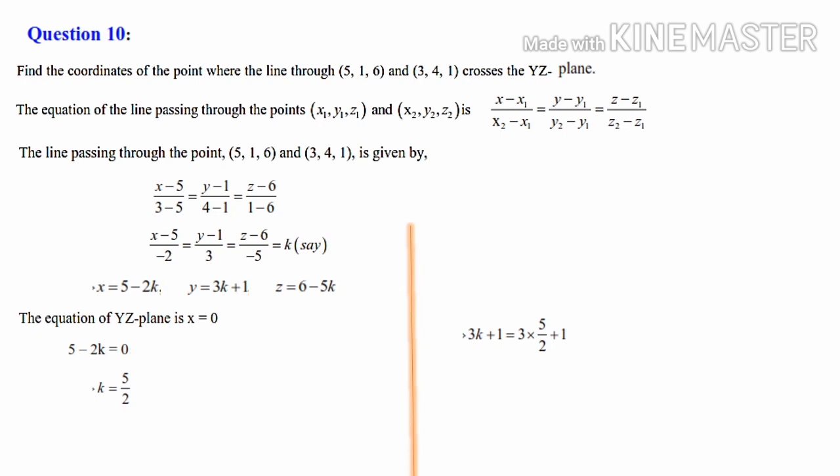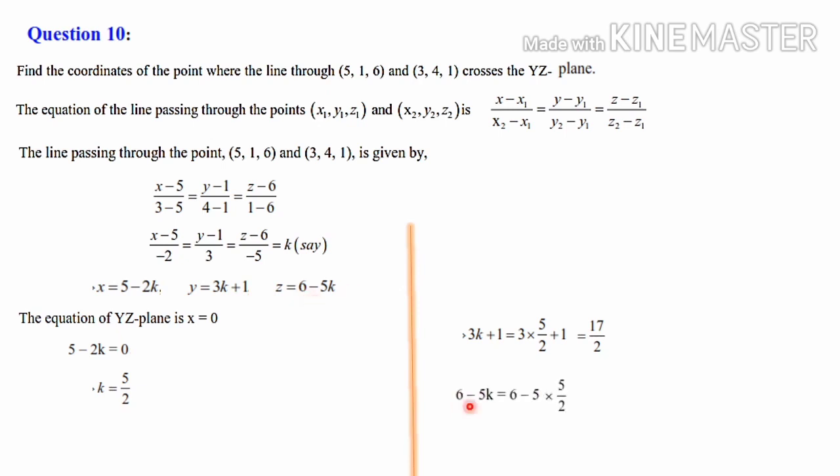Then we can substitute this k value. Here 3k plus 1 is the y value, so 3k plus 1 is equal to 3 into k. K is 5 by 2, plus 1, that is equal to, here 2 into 1 is 2, 5 into 3 is 15, 15 plus 2 is 17 by 2. Calculation, if you know mental calculation, it will be easy, or else you can write the full steps, it's not a problem.